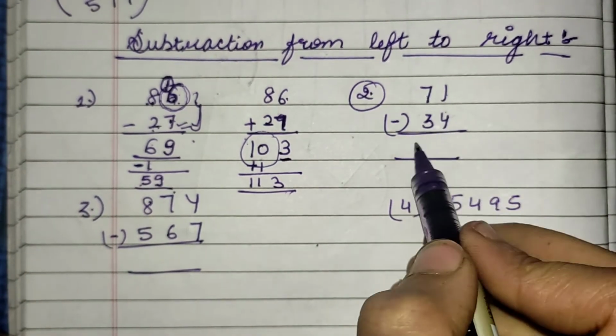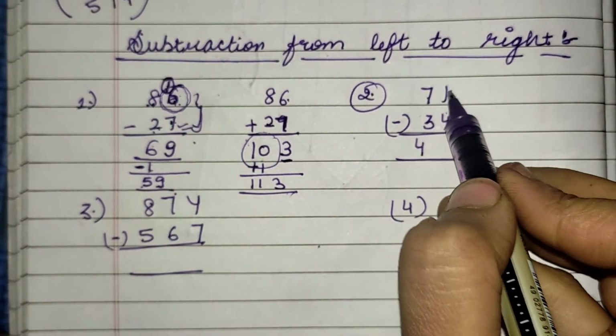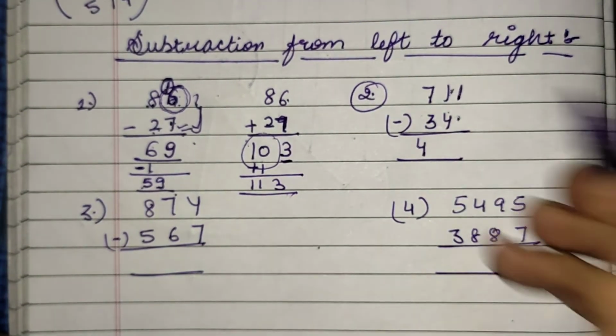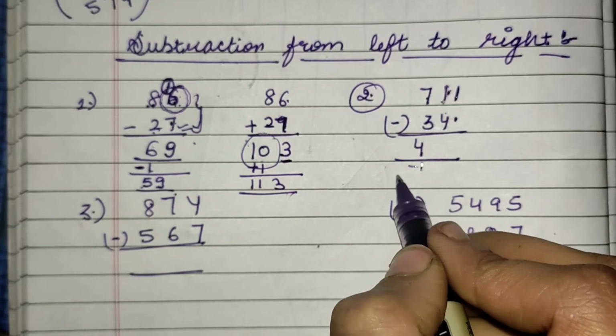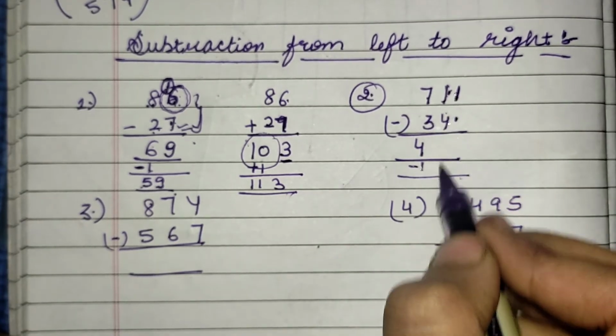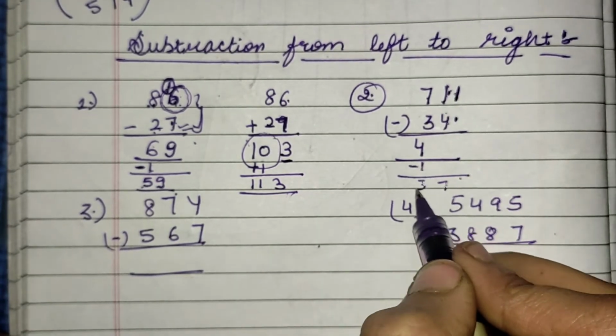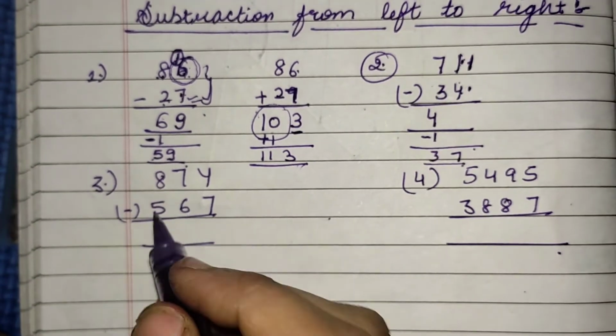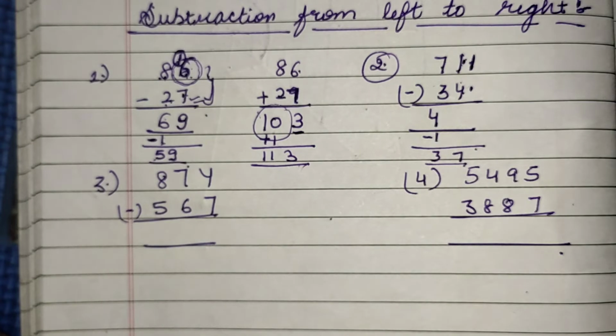Okay, moving to the next question. So 7 minus 3 will give you 4. This is smaller and this is bigger, so you have to make it 11 and subtract 1 from here. 11 minus 4 will give you 7, and 4 minus 1 will give you 3.